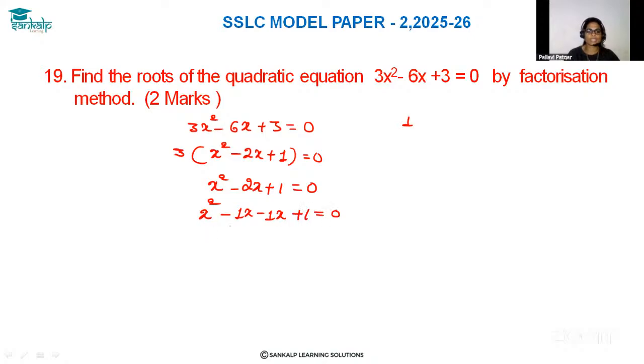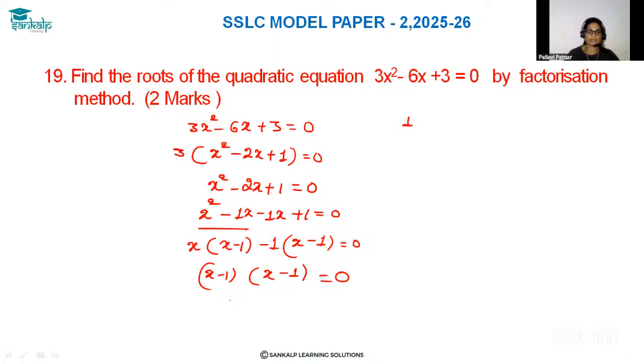So determine the common terms. In this, the common term is x. So x minus 1, and here minus 1. So x minus 1 is equal to 0. So x minus 1 is common. So inside, x minus 1 is equal to 0.